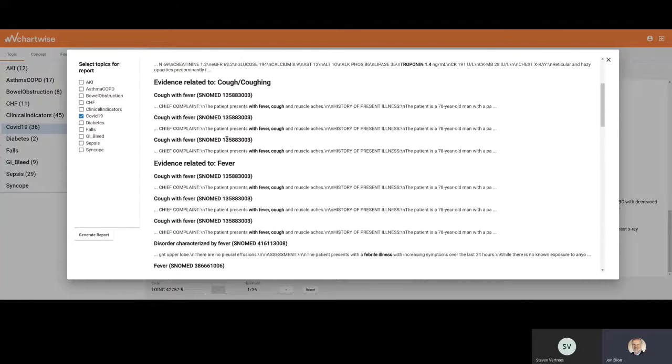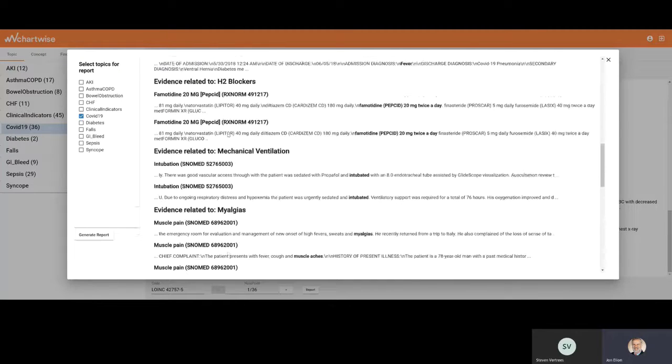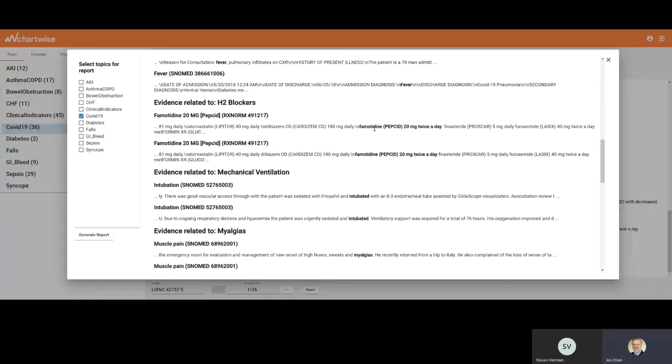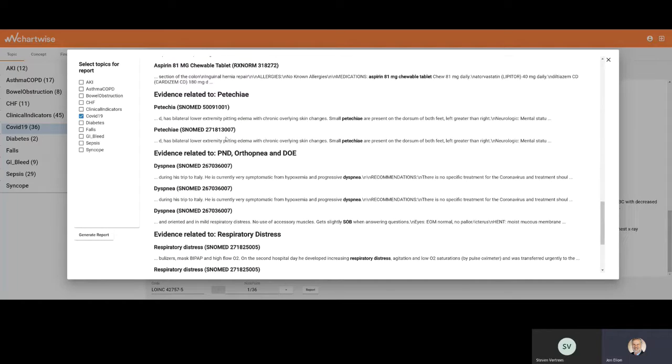And again, without going into each and every single one, you can see all of the references. This particular patient actually was on famotidine, which is the exact H2 blocker that has been found to be associated with a lower mortality. In fact, there is a clinical study currently underway to look at that. So these are all the concepts that it knows how to find specifically related to COVID-19. And as we said, very easy to expand this at any time new things are discovered to be looked at. We can add them specifically into the COVID-19 topic.